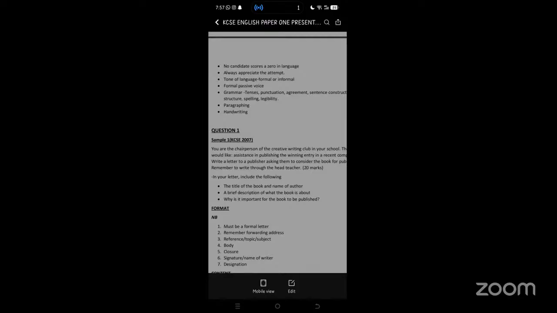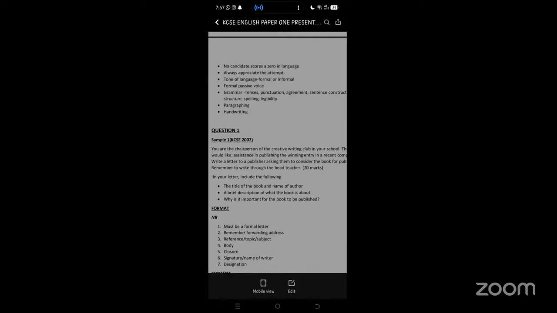The other one is always appreciate the attempt. The examiner says there is no way huyu mwanafunzi aliandika hizo vitu zote alafu umpe 0, kumwambia hakuna kitu ameandika. Kitu hata kama ni vitu hazieleweki, amejaribu.